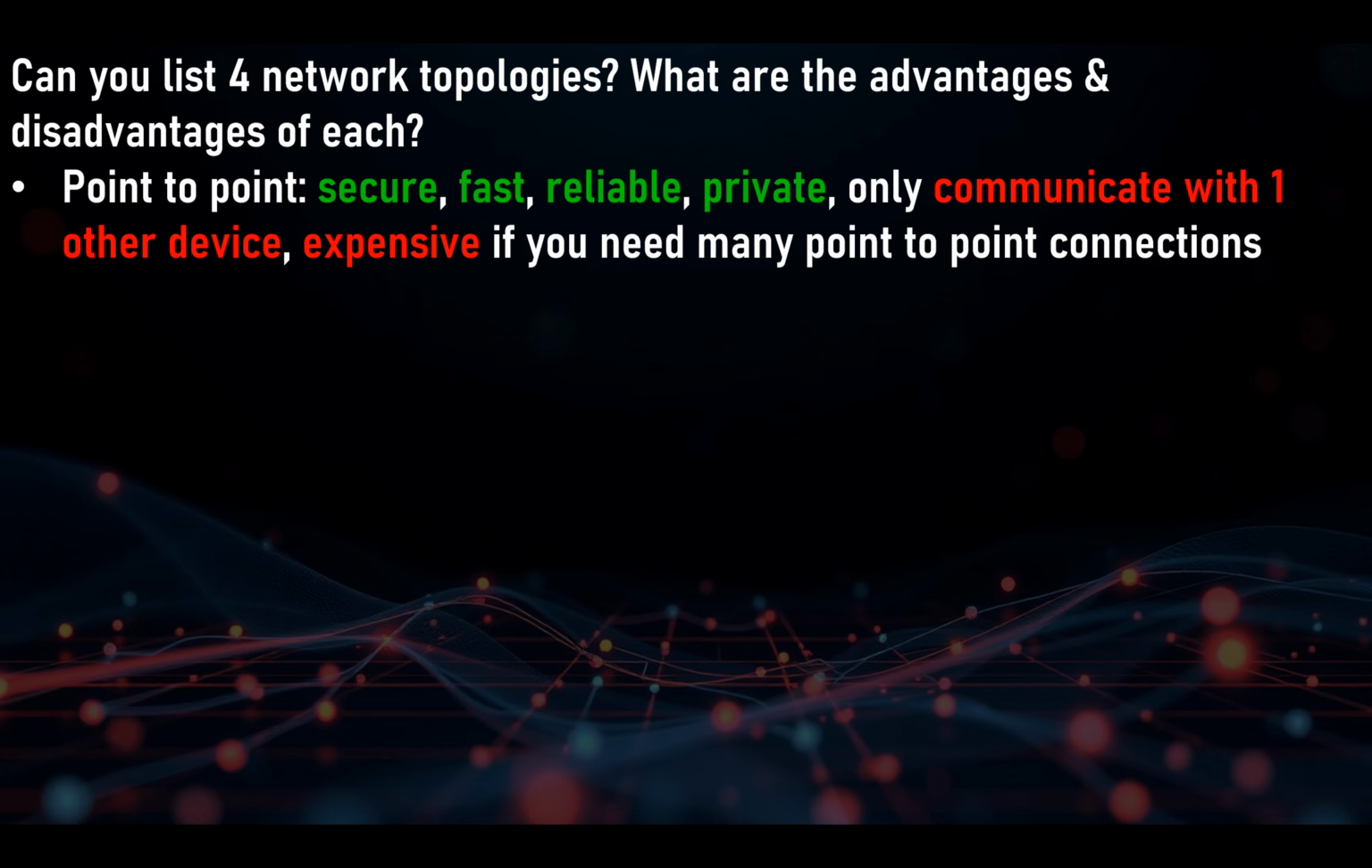So if we say point-to-point, the advantages are that it's secure, fast, reliable, and also private. All of these are because there's only a direct connection. However, that's also kind of a disadvantage, I mean, we can only communicate with 1 device. Of course, it's also expensive if we want many point-to-point connections in the entire network, since we need lots of wires.